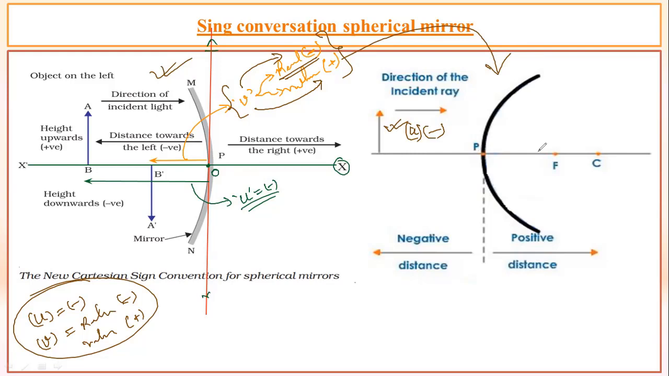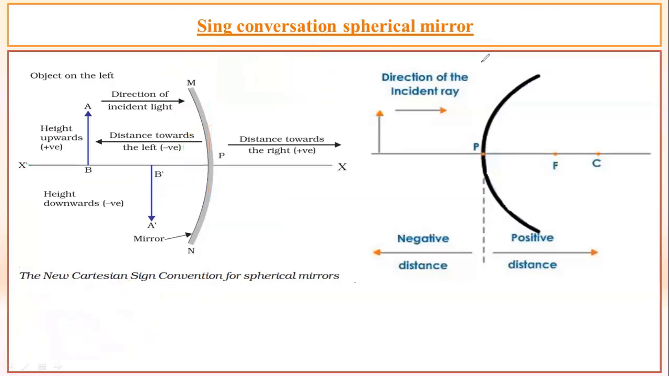And when we come to the distance of the image, as we know, for a convex mirror the image is always virtual. Hence, V would be there for the distance of the image, and that will be represented with the positive sign. Next thing, as I said, is the focal length.